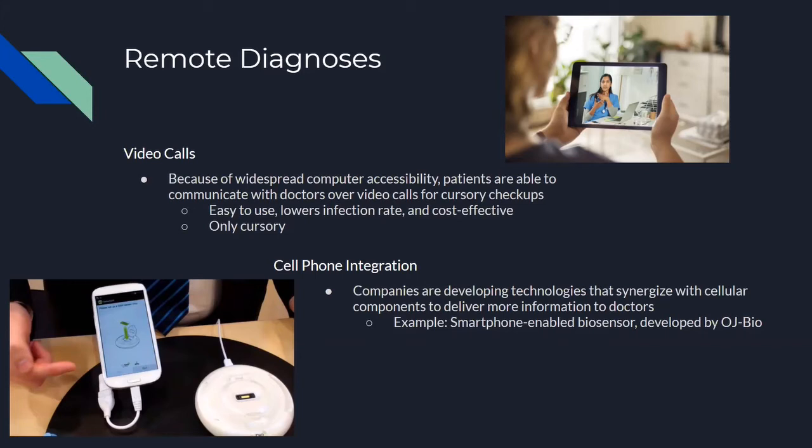One example is a smartphone-enabled biosensor developed by OJ Bio, a joint venture company, in which users will be able to collect samples of bodily fluids and connect it to a device that will connect to the smartphone, which through an app will provide users feedback on what needs to be measured. Next slide, please.